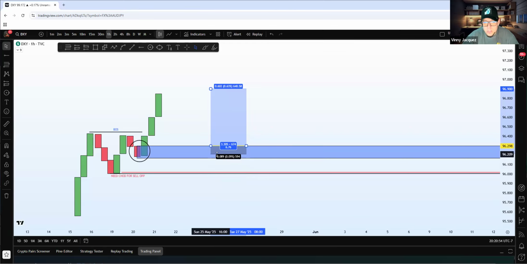This can be a $20 risk. This can be a $10 risk. This can be a $200 risk. Does that make sense?